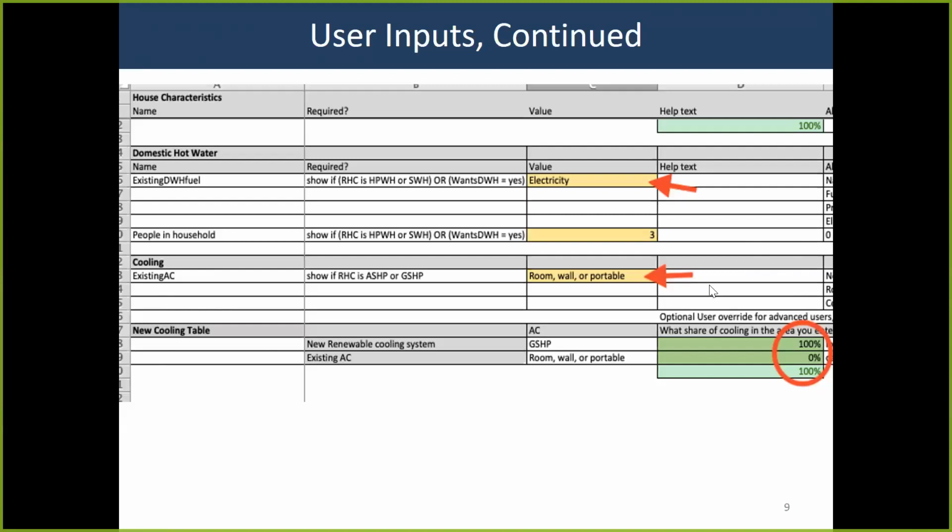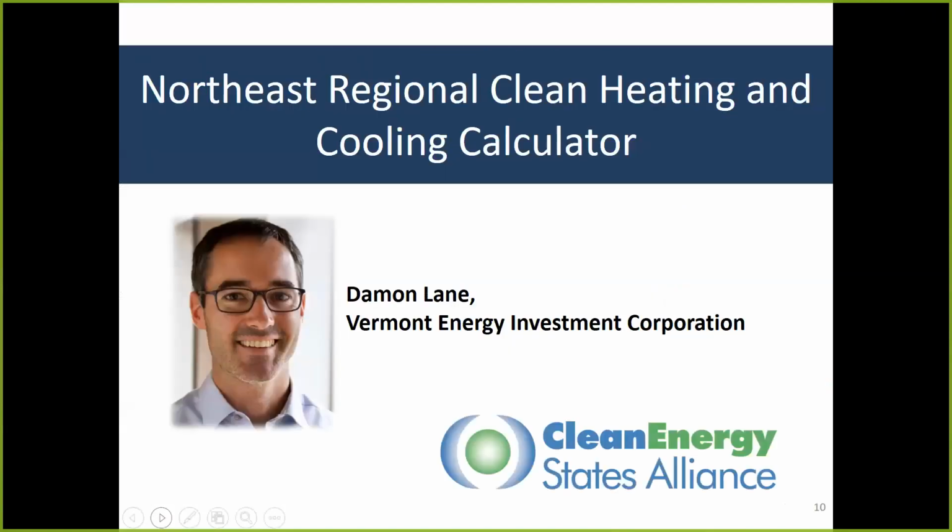For example, if you've chosen a ground source heat pump, this is down the green area over on column D. If you've chosen a ground source heat pump, the tool assumes that 100% of the cooling is going to be covered by that new system. But again, these values can be overridden. So just breeze through all the inputs. You can go to the next slide, please.